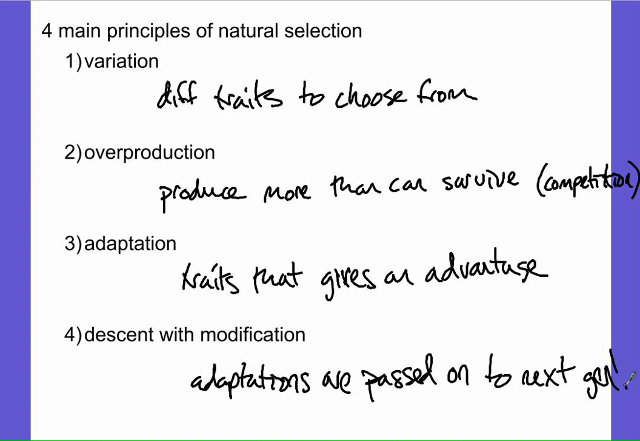So if only birds with strong beaks that could break through the hard shells of the nuts that were available that year, that season, were surviving, then that next generation, that next year, there'd be more and more birds with big, strong beaks to take advantage of that food source. It's pretty simple, actually. But these four things are key. They have to be there every time.